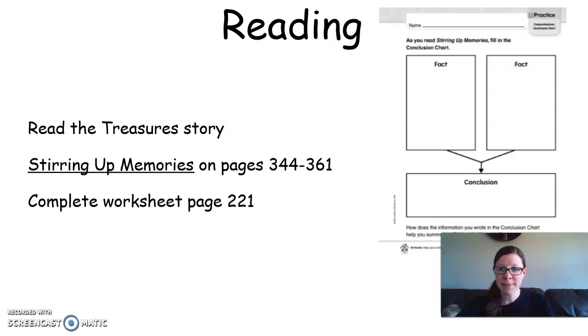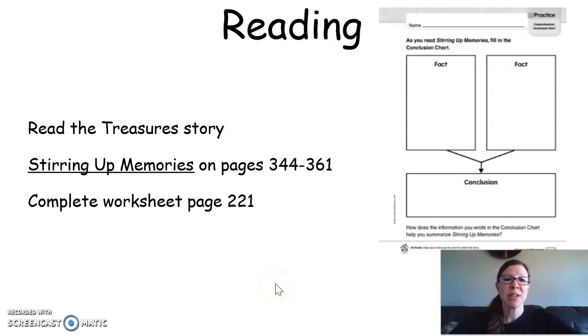In reading, you're going to read the story, Stirring Up Memories. Now, this is the author of Mice and Beans, which you read last week. So this is a non-fiction story. What you're going to do is you're going to read through it, and then you're going to complete the worksheet with the facts and conclusion. So you're going to figure out, well, why is she telling us the story of Stirring Up Memories? You're going to come up with your conclusion, and then there will be facts to prove your conclusion.